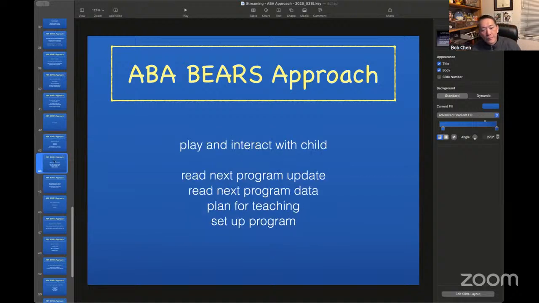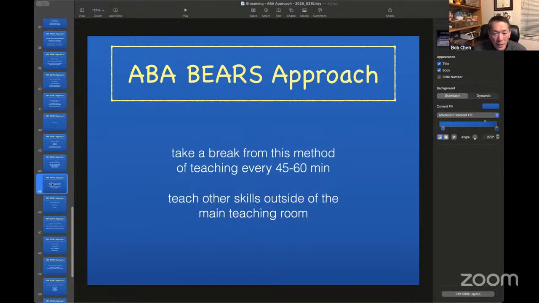Now, after you finish taking the data, the behavior therapist will go and play and interact with the child a little bit. Then they'll disengage from that, read up the next program update, read the data from the next program, plan for how you want to teach, set up the program, and then boom, you're calling the child back over to run another program.